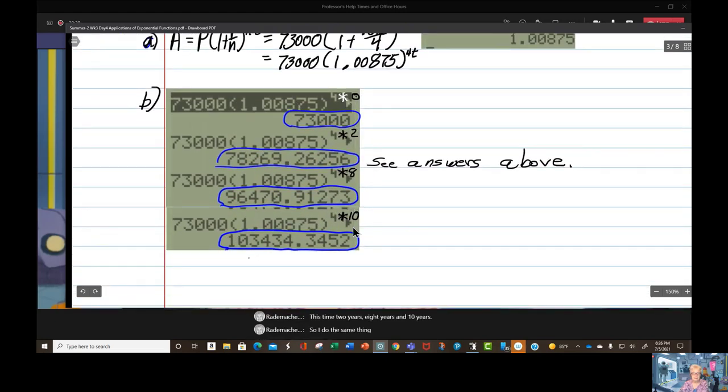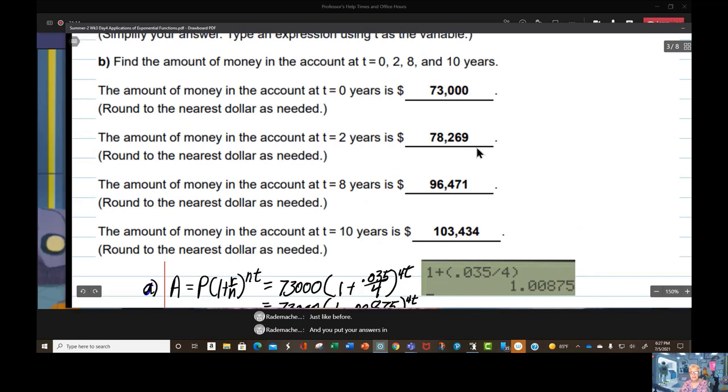So I do the same thing. You can see I used MathPrint, but I could just as easily have used Classic. 73,000 times parentheses 1.00875 parentheses closed, caret 4 times whatever number of years I'm being told to calculate to. So here I would have 4 times 0 years, 4 times 2 years, 4 times 8 years, 4 times 10 years. I get my answers, and then I have to round, either up or down, just like before. And you put your answers in the answer boxes. These are actually answer boxes on MyMathLab, and you already are experts with MyMathLab by now.